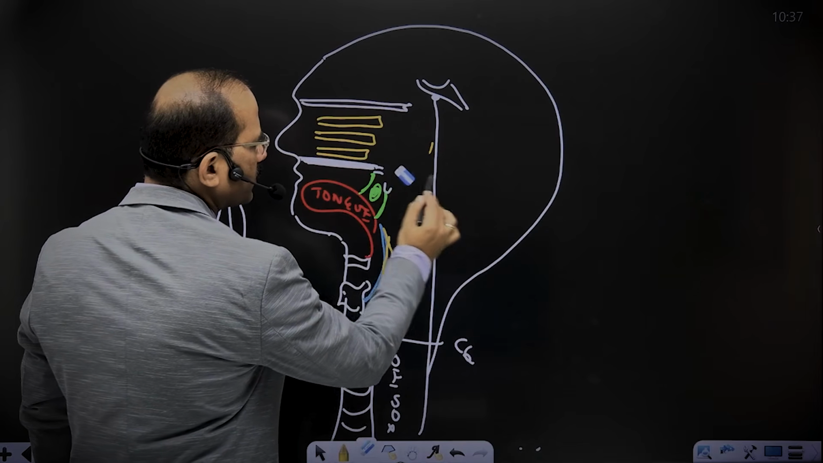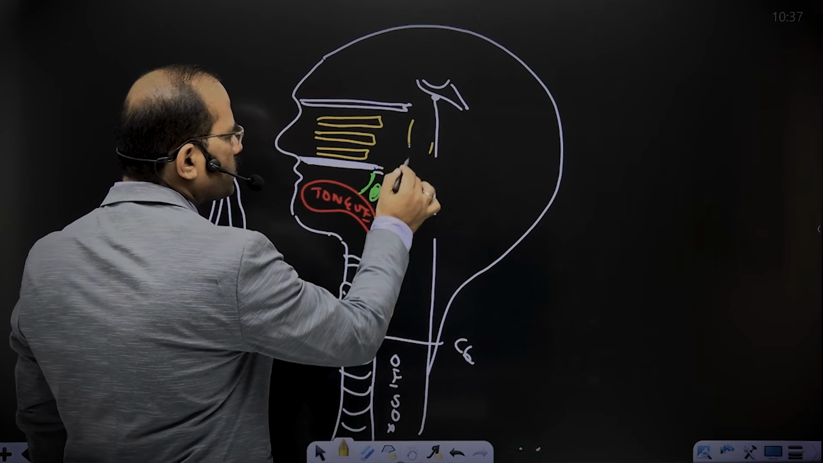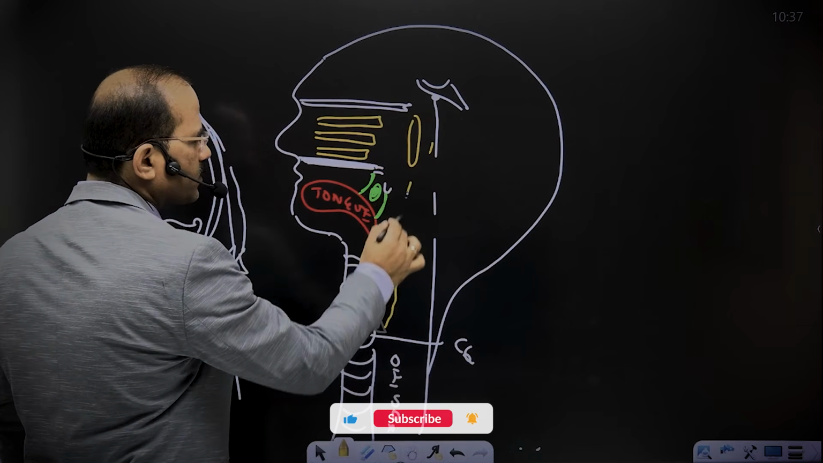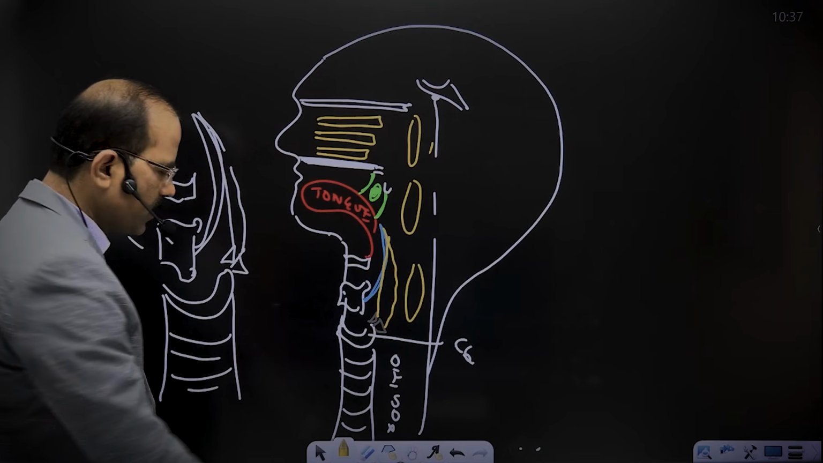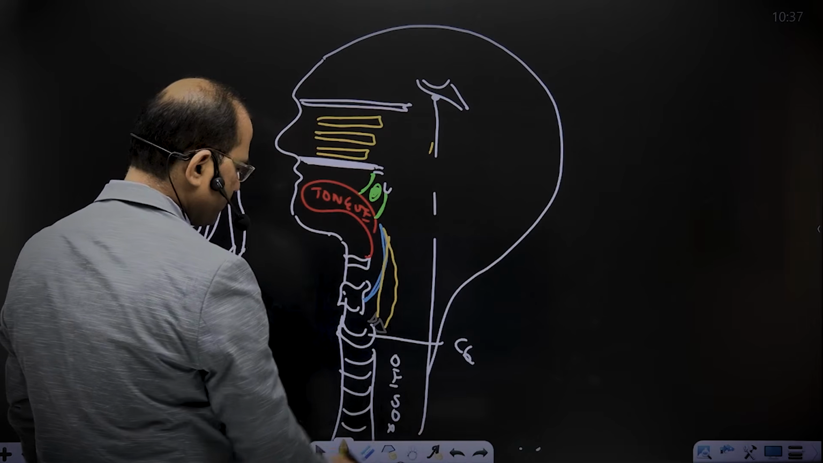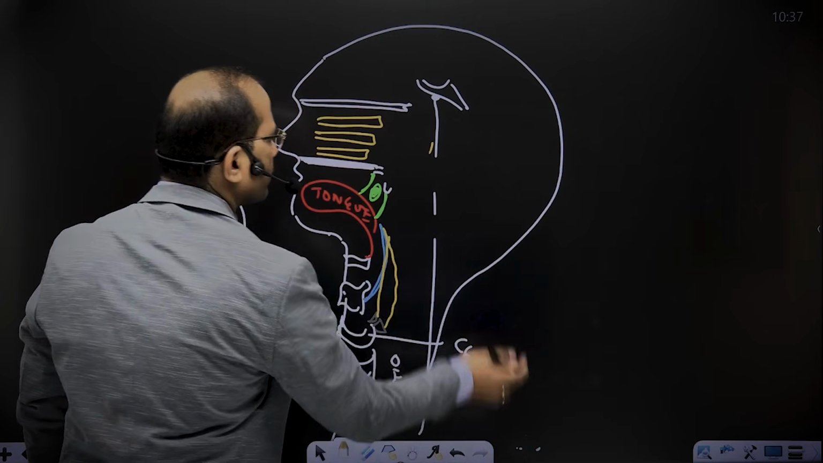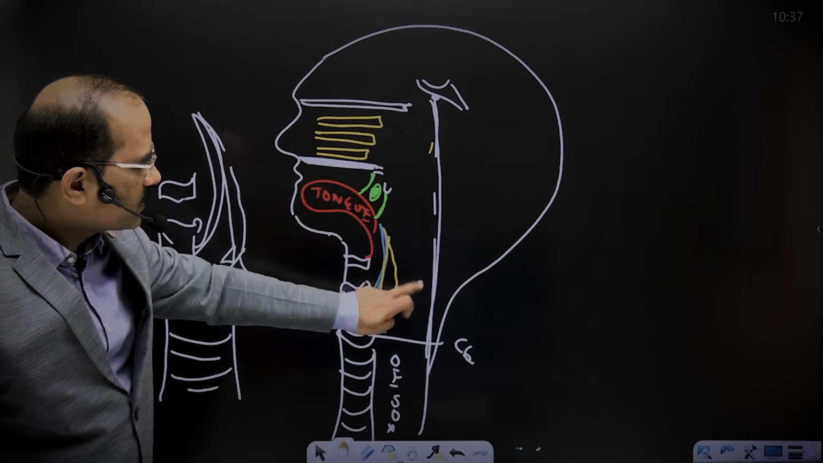I'll just make a defining line. So this much part is going to be the nasopharynx. That's the oropharynx, and that is going to be the laryngopharynx. Clear? So these are the various parts of the pharynx. We have taken a sagittal section. Clear to all of you? So this is the nasopharynx, oropharynx, laryngopharynx.